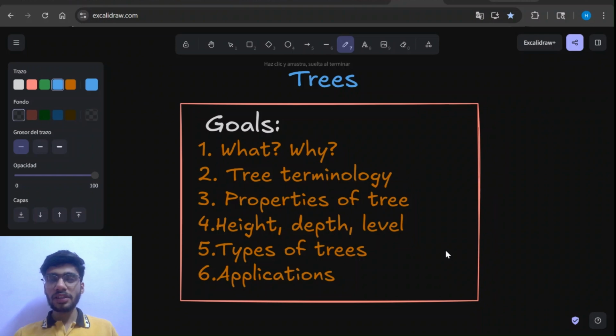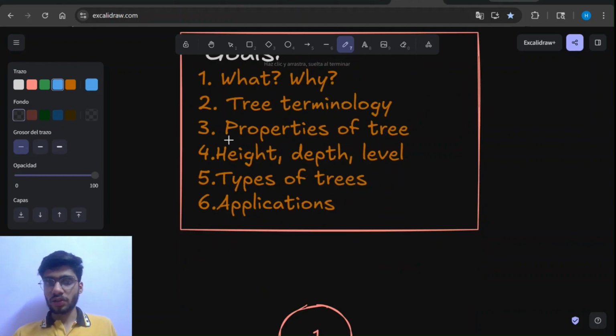Ram Ram guys, today we see about the next part of trees, that is properties of a tree, height, depth, level of a tree and nodes, types of tree and applications of tree. So let's start with properties of a tree.